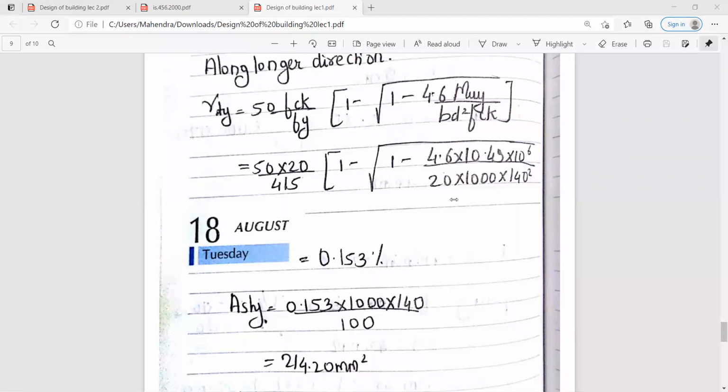Yes, all the others had got the answer of this, that is 0.153. So you can proceed with the ASD for the longer direction. That will be 0.153 into B into D by 100. So ASD, you are going to get it as 214.20 mm square for the longer direction. After completing this much, let me know.